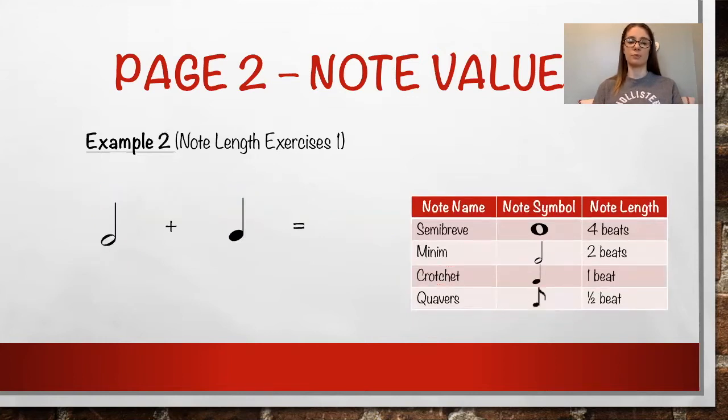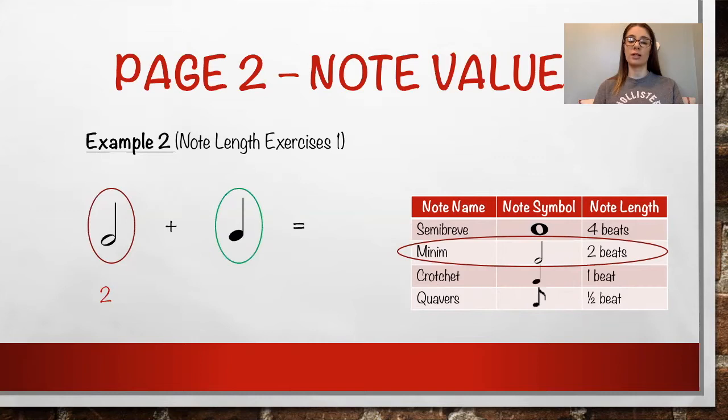Example number 2. We work out which note the first note is. By looking at the table, we know that this note is a minim, and we also know that a minim is worth 2 beats. We look at the second note, which we know is a crotchet, and a crotchet we know is worth 1 beat. We add these 2 values together, which gives us a total of 3 beats.